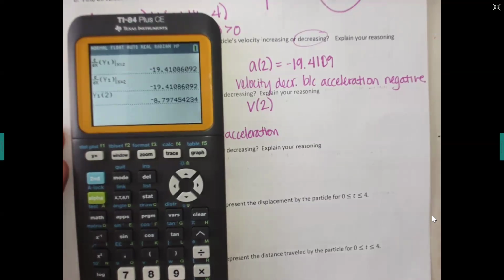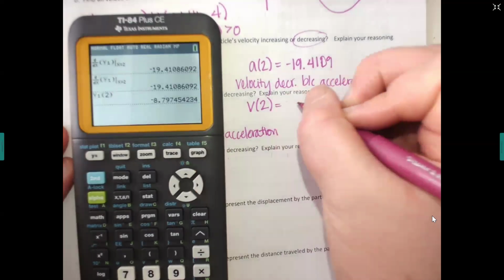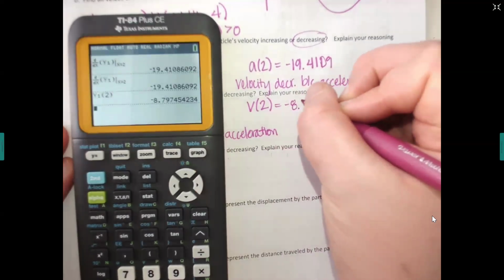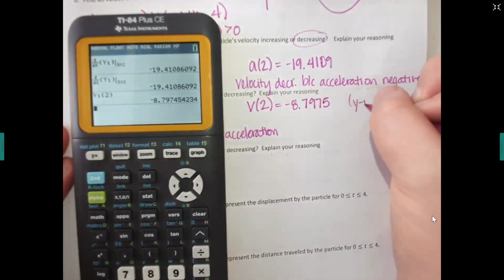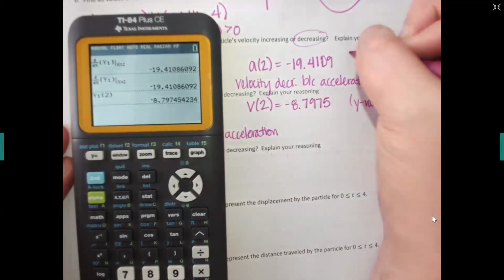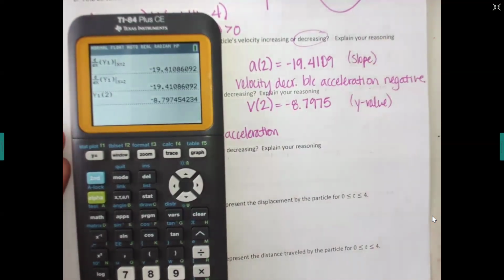But what if you wanted 1.5 seconds? Then your table's not gonna have that, so you need to know this way as well. So velocity is gonna be the y value, which is negative 8.7975. Okay, that was the y value. This was the slope. And my velocity also came out negative.